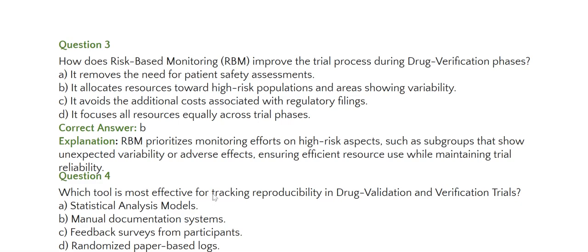Question 4. Which tool is most effective for tracking reproducibility in drug validation verification trials, for both interaction trials? A, statistical analysis model, B, manual documentation system, C, feedback surveys from participants, or D, randomized paper-based logs? So definitely it's A, statistical analysis models, as statistical analysis models help compare validation and verification results, ensuring consistent and reproducible trial outcomes across demographics and conditions.